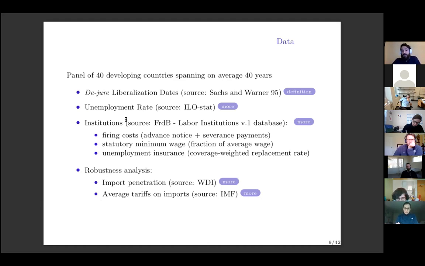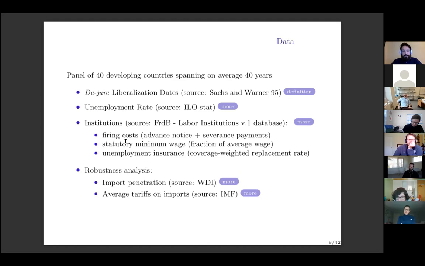I am taking the unemployment rate from Eurostat, and I'm using measures of institutions, in particular measuring firing costs as the sum of advance notice and severance payments. Both of them are expressed as a multiple of the average monthly wage at the time of the liberalization. The statutory minimum wage is measured as a fraction of the average annual wage, and the unemployment insurance is a coverage-weighted replacement rate at 1 year for people that are dismissed and unemployed after 1 year of dismissal.